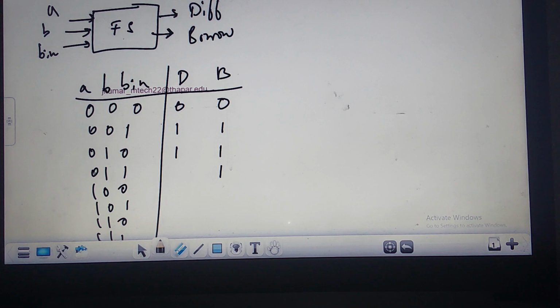So if I take a borrow of 1, this is 2. 2 minus 1 is 1. Again, 1 minus 1 is what? 0. Here, 1 minus 0 is what? 1. Again, 1 minus 0 is nothing but what? Difference is 1. Borrow, you are not taking any borrow. Borrow is 0. Here 1 0 1. 1 minus 0 is 1. Again, 1 minus 1, difference is 0.